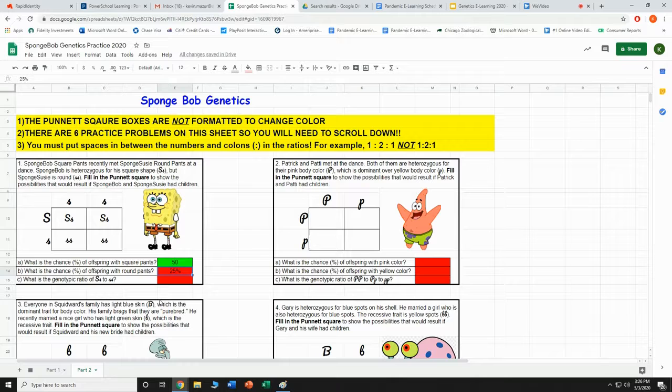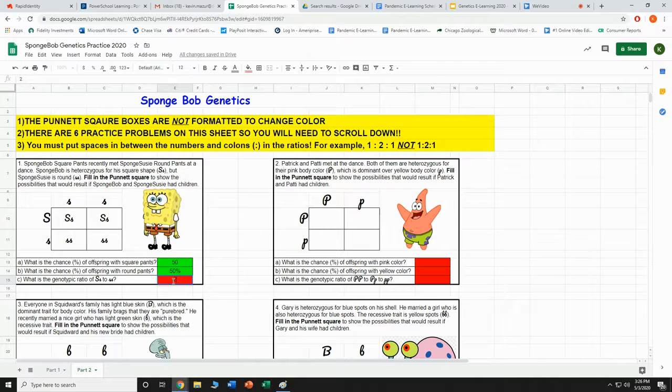Okay. And that says, what is the genotypic ratio of big S, little s to little s? So it's asking for a ratio just like over here. This sounds difficult, but really it's not that bad. Here's all you've got to do. How many big S, little s boxes are there in here? If you said two, you're right. So I'm going to write two, but I'm not done. Then I need to show a ratio, and you do that by showing the colon.